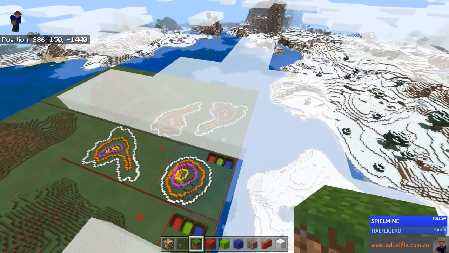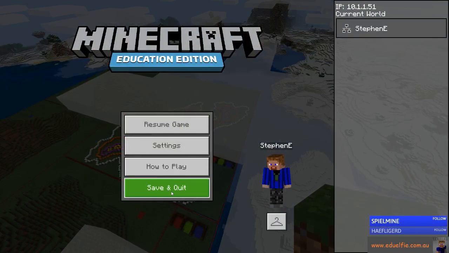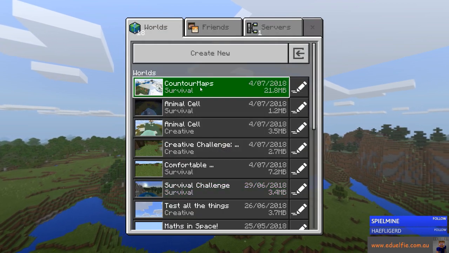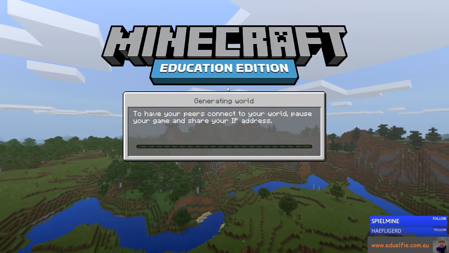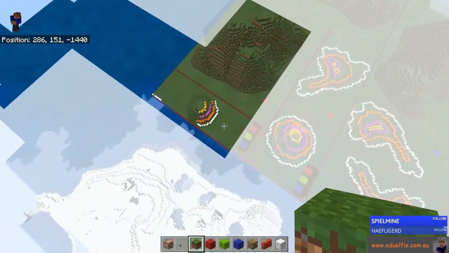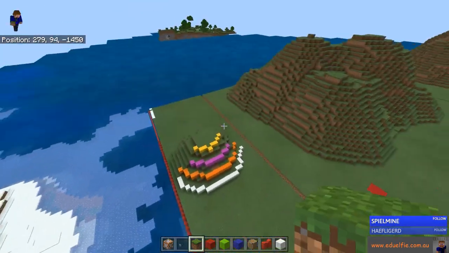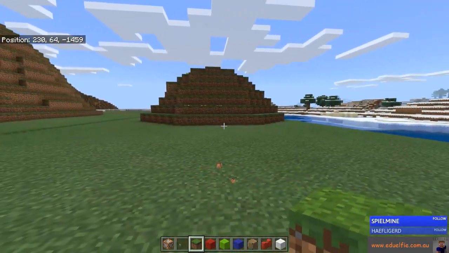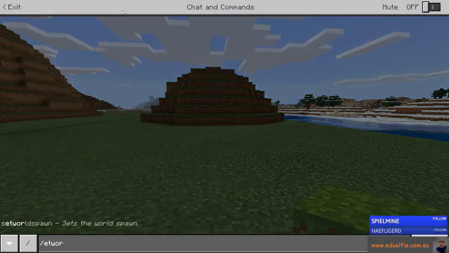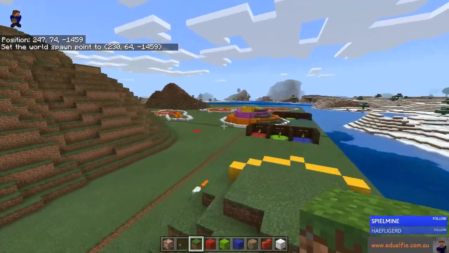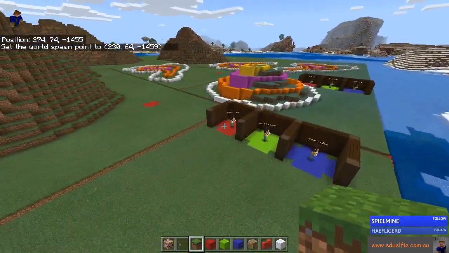And we've got no more snow. Let's just confirm that. Save and quit. So I find it really interesting that it didn't put the snow back up. Yeah, okay. So the only other things I can think of doing to make this easier for teachers, for a start, is set world spawn here, and having these guys sealed off.